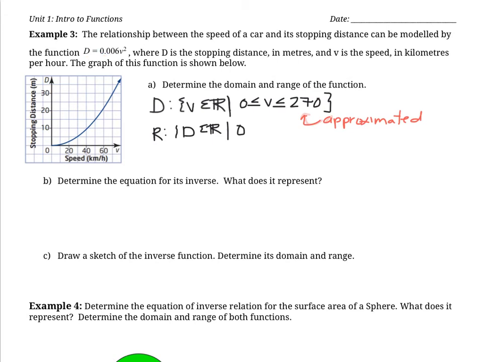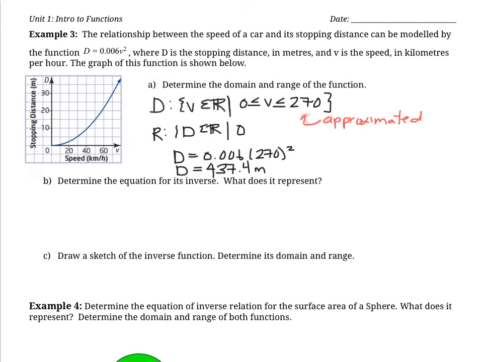So if we do a quick calculation, our stopping distance of the fastest car in the world would be 0.06 times our velocity, which is 270 kilometers per hour, squared. That would be 437.4 meters. So if this fastest car in the world was going a full 270 and we slammed on the brakes, it would be skidding for almost half of a kilometer until it came to an absolute complete stop.